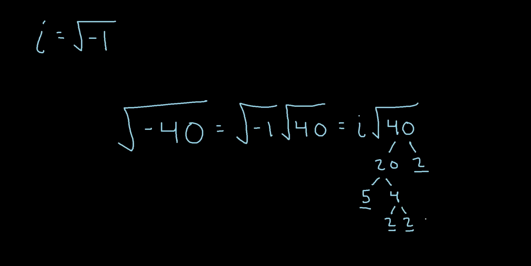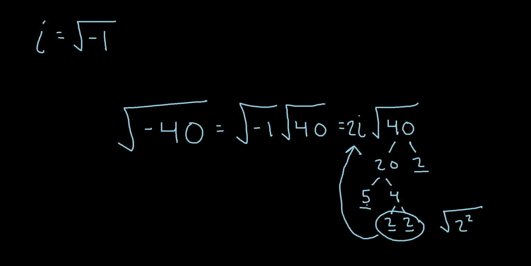Now what we need to do is try to identify groups of 2 of the same number. So notice that there's two 2's right here, which means this can be pulled out and placed in front of the radical as a single 2. And the reason is because if this is 2 times 2 and it's under a radical, what this really is is 2 squared. So the square root of 2 squared is just 2. So that's why we can pull that out in front of the radical.